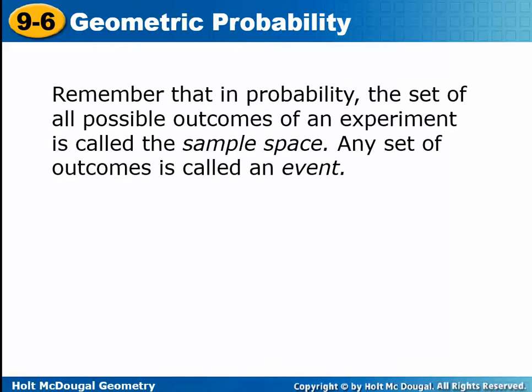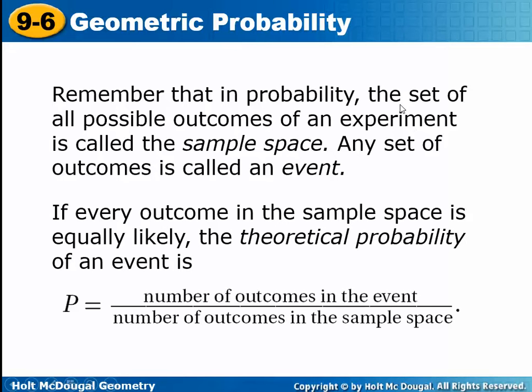There's a little bit of review about what probability is. The sample space is the set of all possible outcomes you could have, and any set of outcomes is called an event. So to find the probability, you take the number of outcomes in the event out of the total number of outcomes in the sample space, so the total possible.